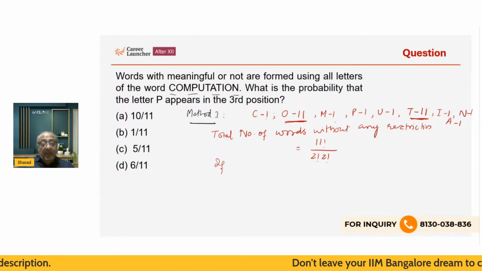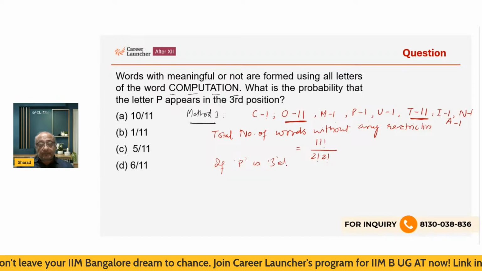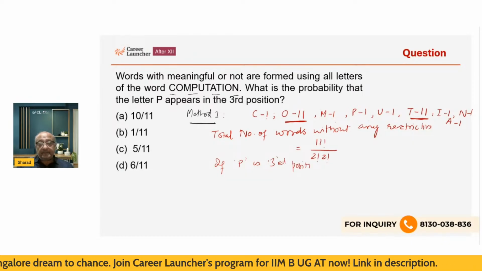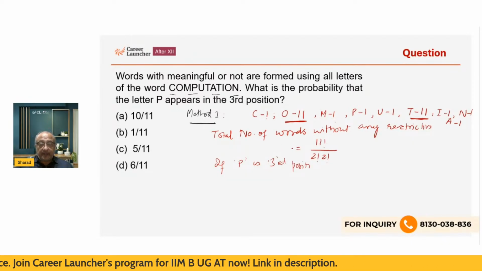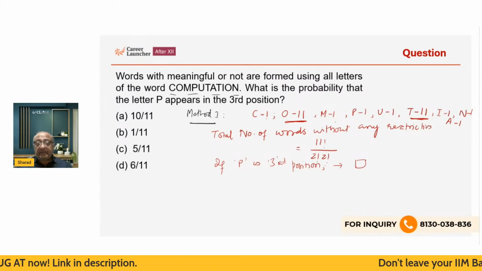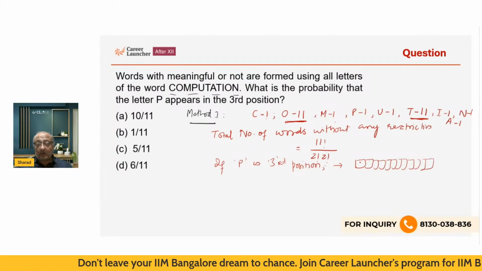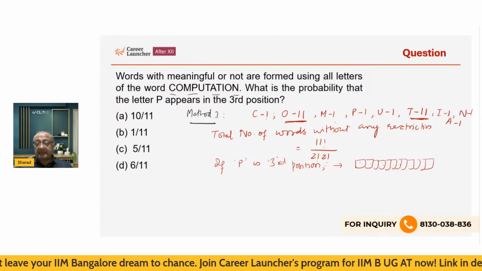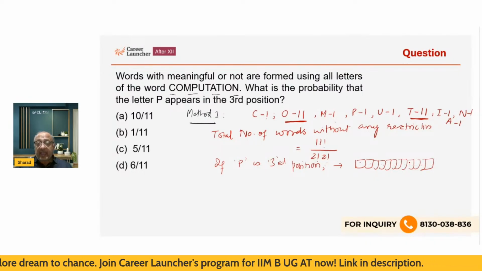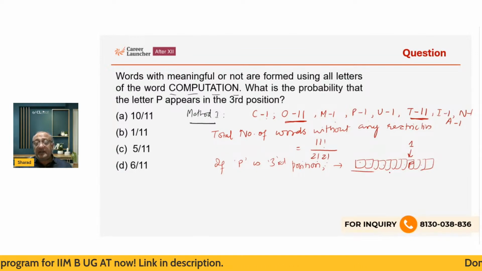Now, if I fix P, in which position? Third position. Right? Then what happens? If P is in third position, then suppose I have 11 steps like this: 1, 2, 3, 4, 5, 6, 7, 8, 9, 10, 11. And P is fixed here. How many ways can this be filled? In only one way.